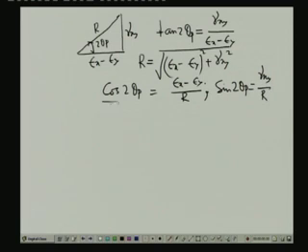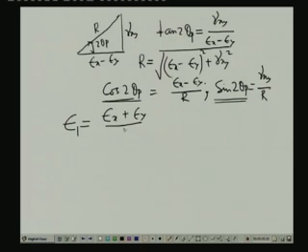Now, if we substitute the values of cos 2 theta p and sin 2 theta p in the expression for epsilon x dashed, that will give us the maximum value of the normal strain. Let us call that epsilon 1, and that is equal to (epsilon x plus epsilon y)/2 plus (epsilon x minus epsilon y)/2.